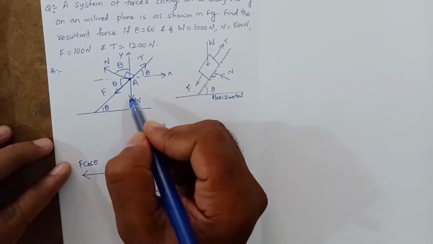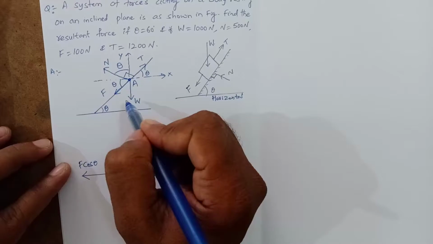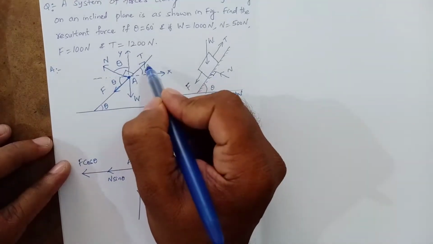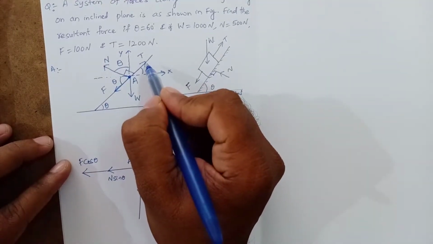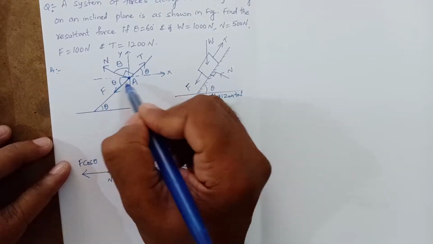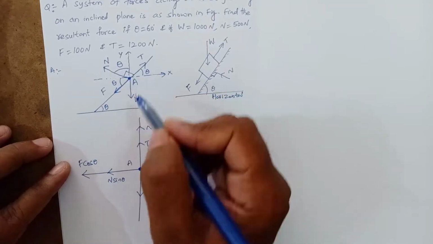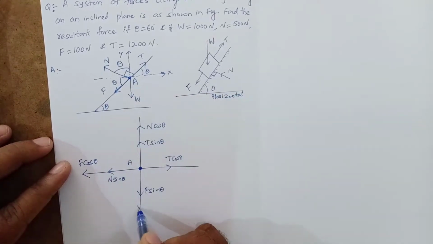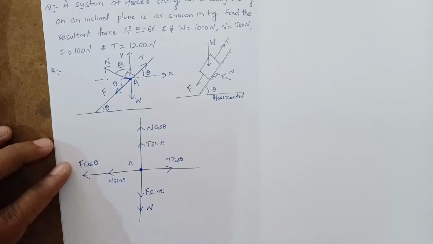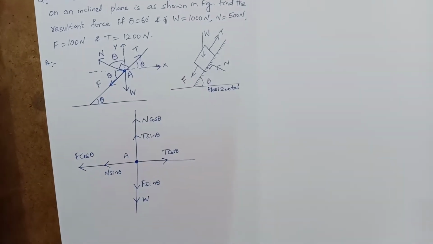And coming to W, W is already acting along the y direction, so no need to resolve it. Only T is an inclined force with respect to the x or y axis. Similarly N is also inclined and F is also inclined, but W is already acting in the y direction, so no need to resolve it. So simply I will show W. So we have resolved all the forces along the x and y axis.